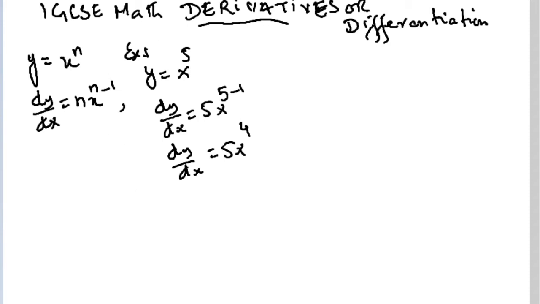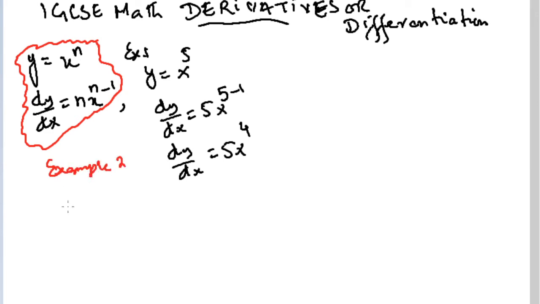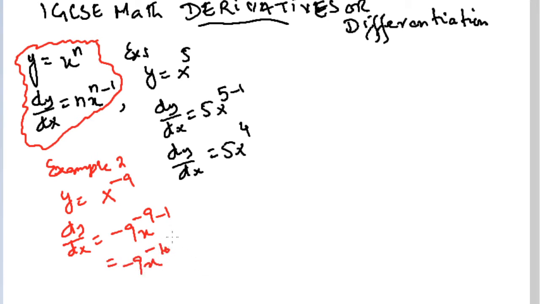See, this is the main rule, and I'm using this rule and solving different examples. Example number 2, y is equal to x power, let's say x power minus 9, so dy dx becomes minus 9 x power minus 9 minus 1, so it becomes minus 9 x power minus 10. That is the result. Okay, these two examples I did.